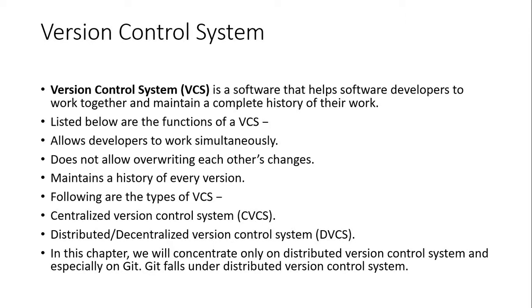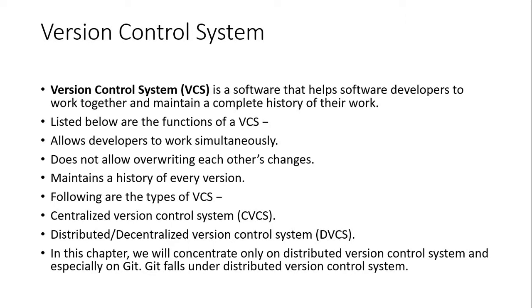It maintains a history of every version of the code. Like I said previously, you can revert to a previous version of the code without much difficulty. If you look at the types of VCS, there are mainly two types, right? One is the centralized version control system, and the other is the decentralized version control system. Git falls under the decentralized version control system category.